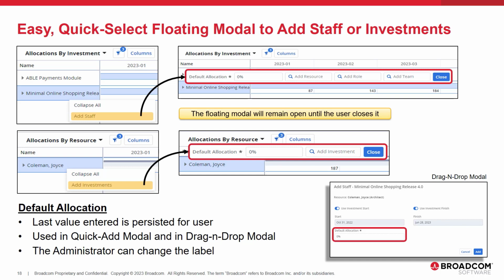The default allocation field starts out showing 0% for a new user, and when it is changed, the last value entered will be persisted for that user. This persistence will appear on the floating modals for adding staff or adding investments, and it will persist on the modal that appears when the user drags a resource role or team from the resource histogram up to the investment. The administrator can change the default allocation field label through the Administration Attributes workspace.